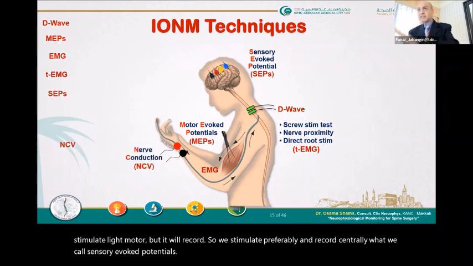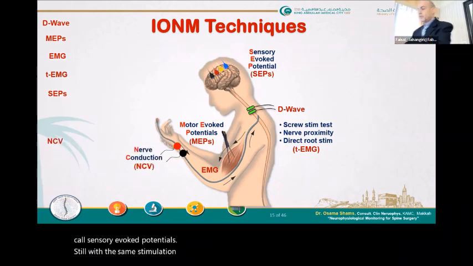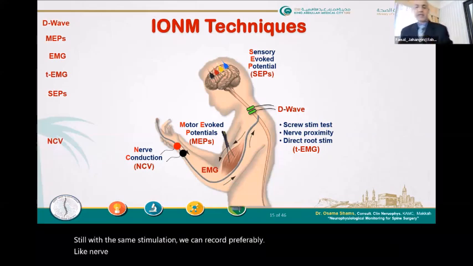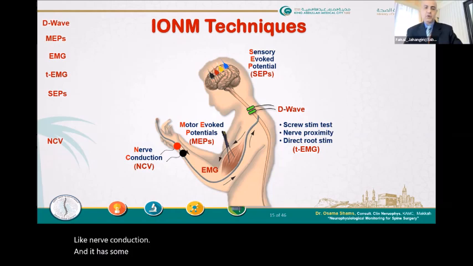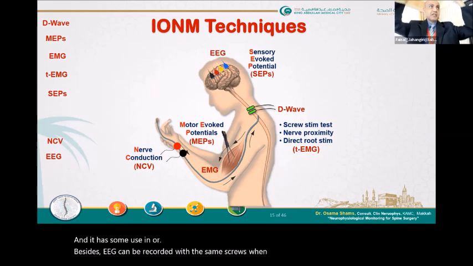Still, with the same stimulation, we can record peripherally like nerve conduction, and it has some use in OR. Besides, EEG can be recorded with the same screws we are using for stimulation and recording.